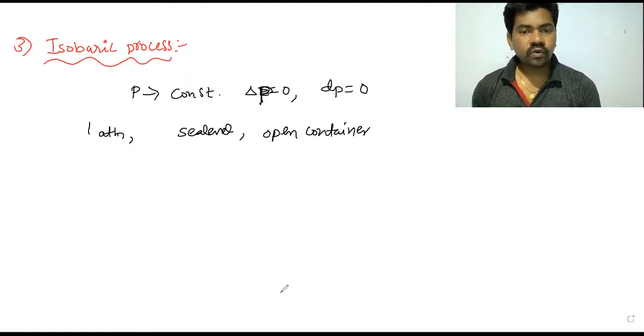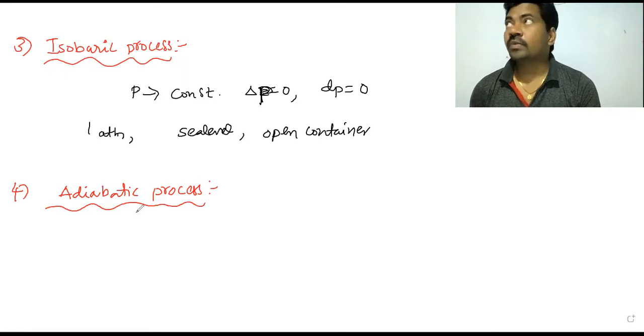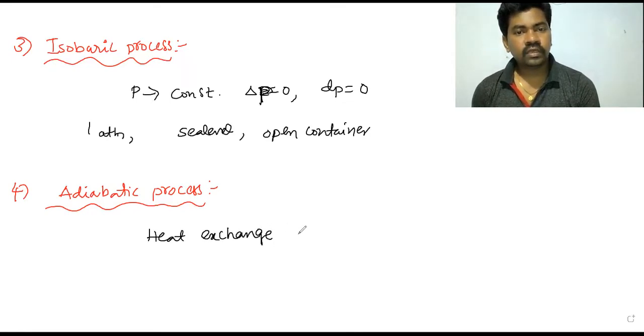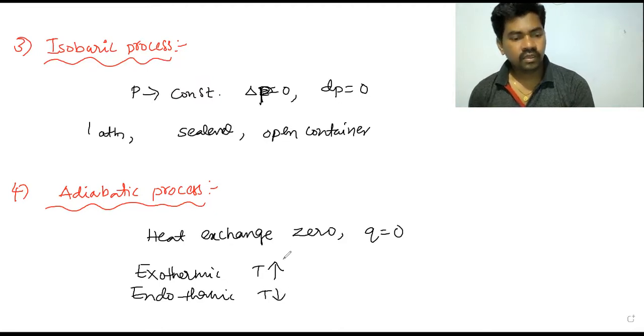Then the fourth thermodynamic process, the adiabatic process, a very important process. In an adiabatic process, heat exchange is 0, which means Q is equal to 0. So if it is exothermic, then temperature will increase. If it is endothermic, then temperature will decrease.